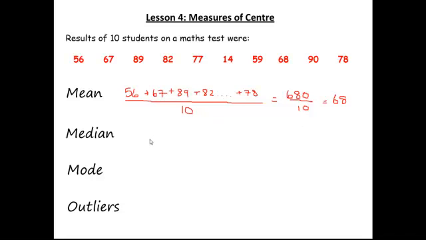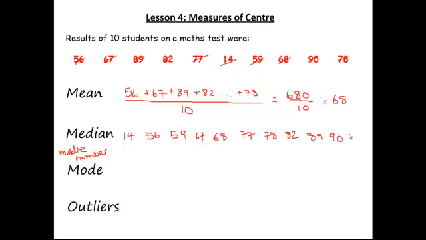Okay, the median is the middle number of a set of data. And in order to find the middle number, we have to put the data in order first. So we'll do it in ascending order, the smallest value first. The smallest one there is 14. I'm going to cross them off as I do them so I can keep track of what I'm doing. 56 would be the next smallest, and so on. Okay, so there I've got all of my data in order.